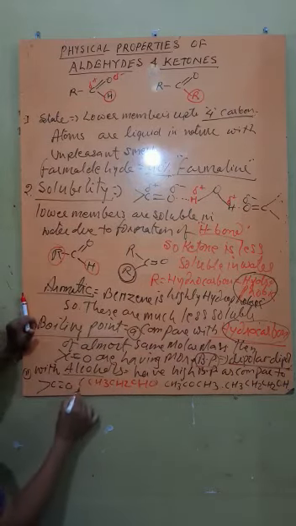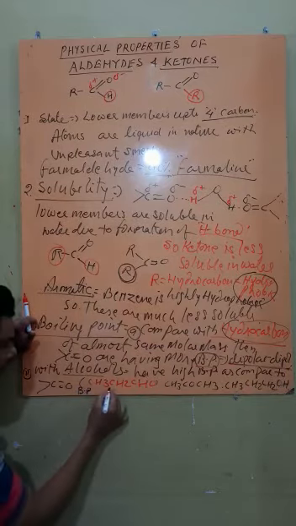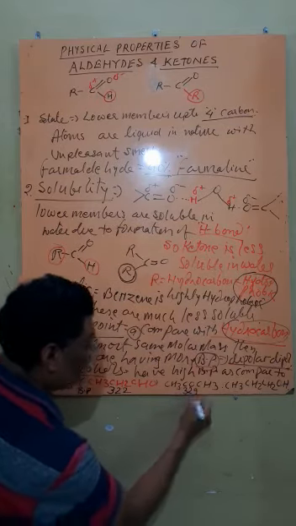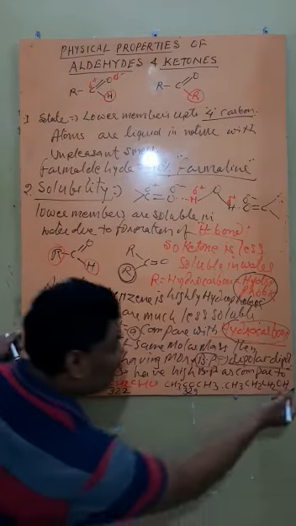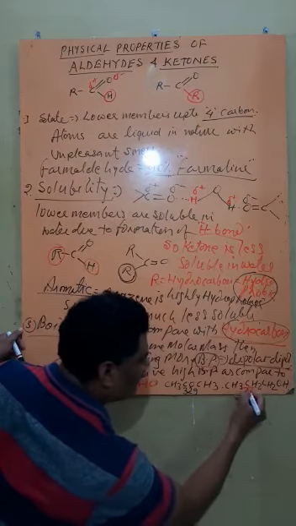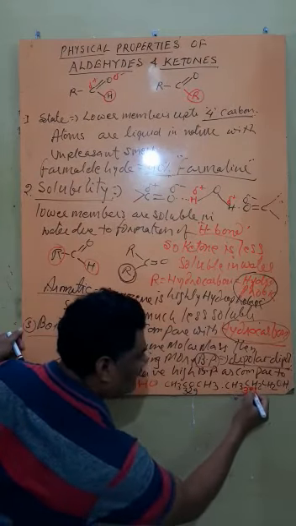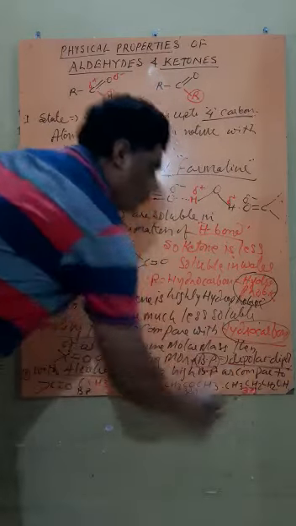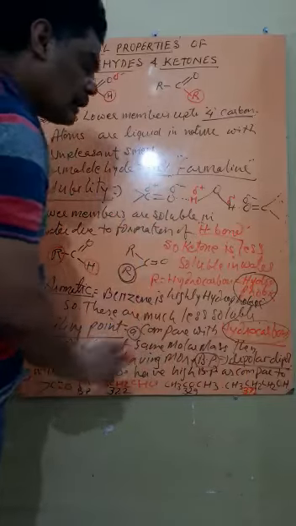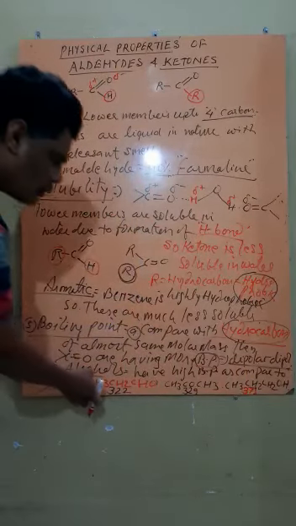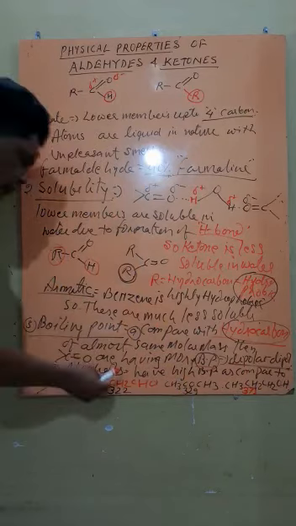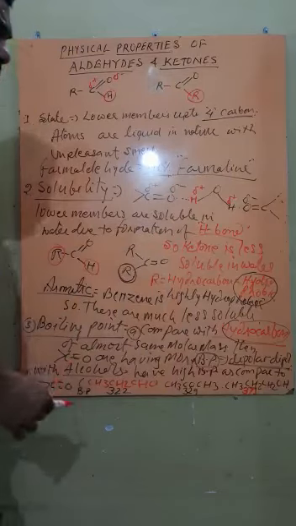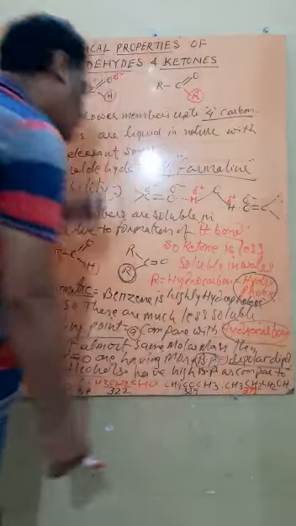But the boiling point: the boiling point of aldehyde is 322, while the boiling point of ketone is 329, while the boiling point of propanol is 371. Very high, almost 2 degrees less as compared to the boiling point of water. Therefore, propionaldehyde and acetone are highly volatile in nature as compared to alcohol.